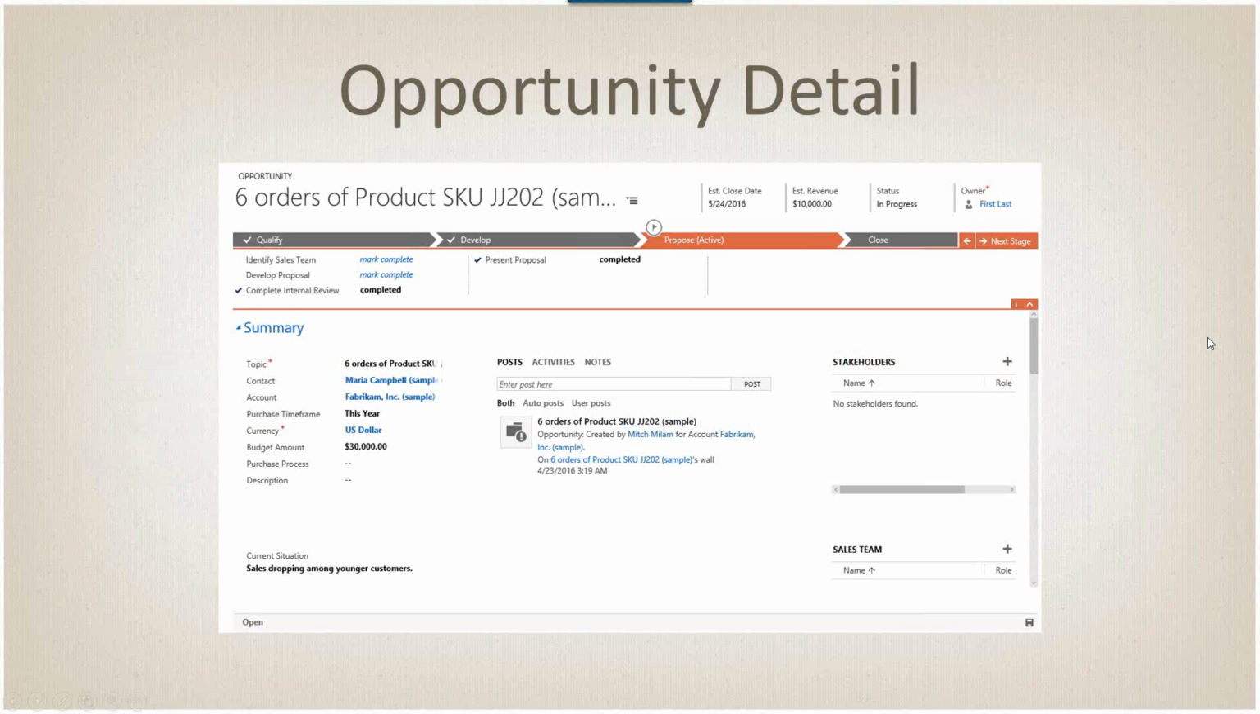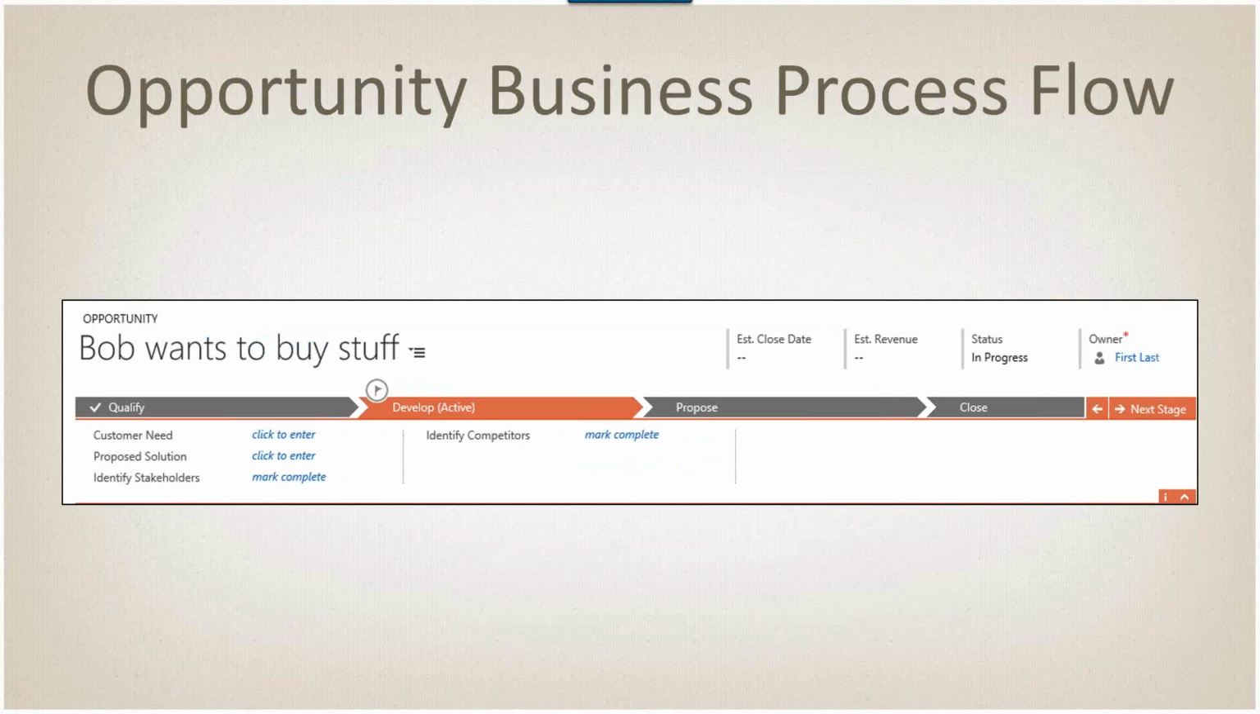This is what an opportunity looks like. So we have a topic, we have a contact and an account, purchase time frame, budget amount, and then we have again a sales process at the top that allows us to clearly state where we are within this process. You'll notice that this is actually at a develop stage.